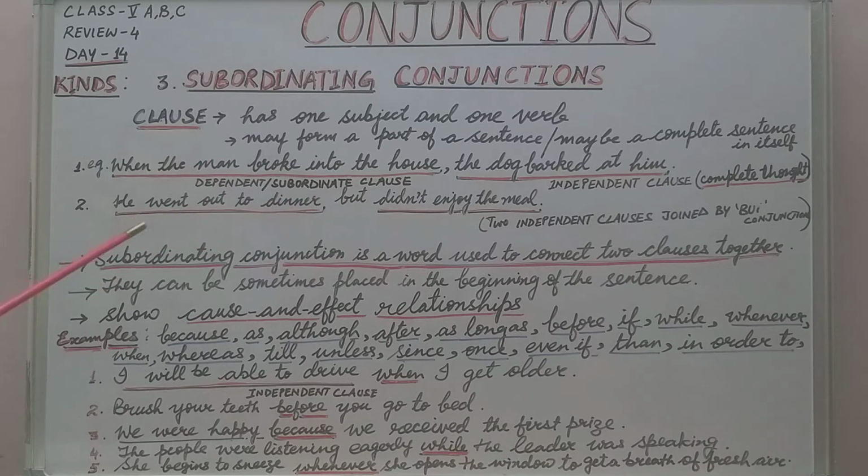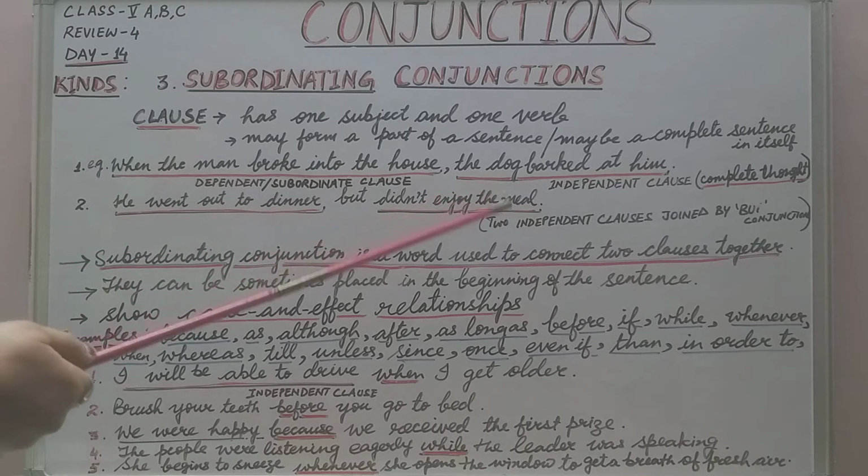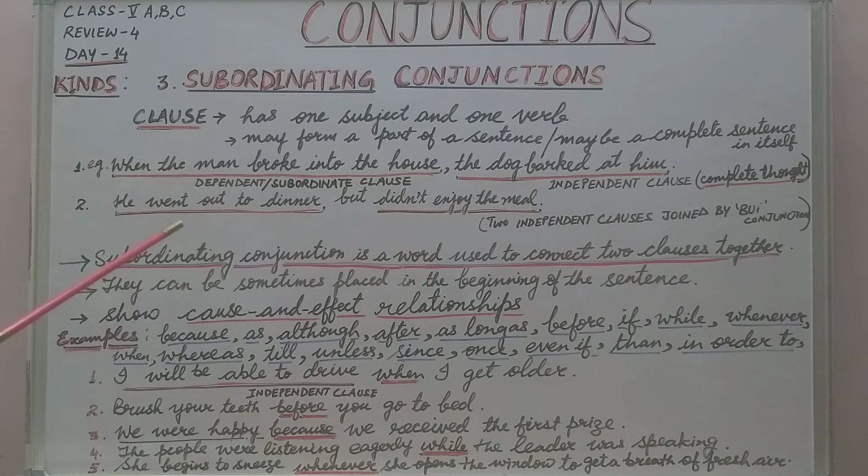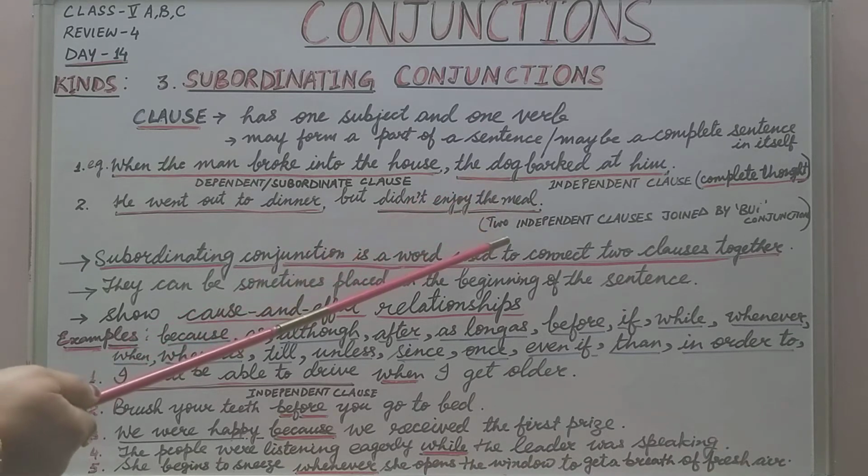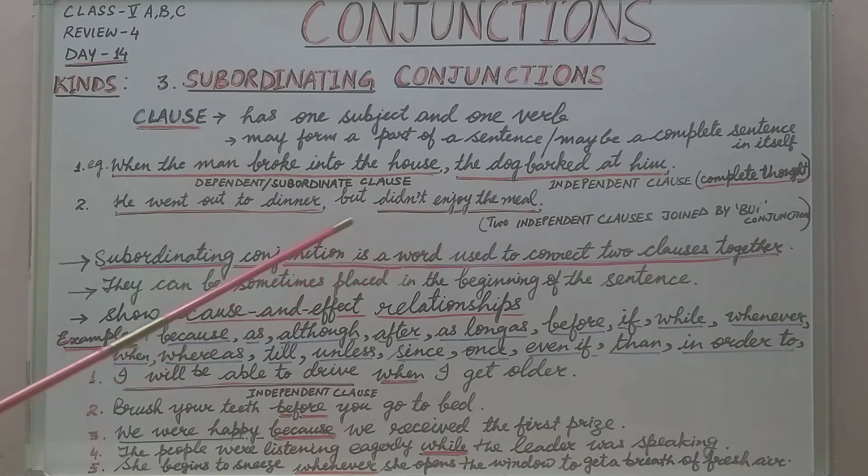Let's see another example. He went out to dinner but didn't enjoy the meal. Now here, he went out to dinner, this is one clause. Didn't enjoy the meal, this is another clause. So both are independent clauses. They are not dependent on each other. They make a complete thought in themselves and they are joined by the conjunction but. So but here will be a subordinating conjunction.